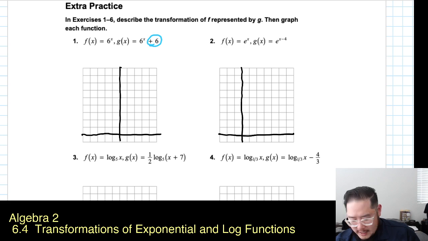And if it's output, then it's going to be a vertical translation, right? So it's vertical, and it's going up 6 units. And that would be our description of the transformation.